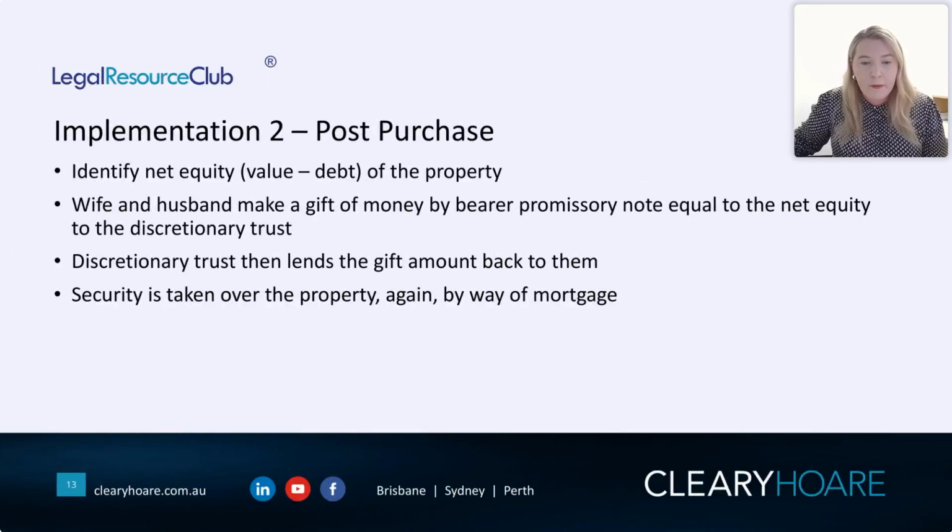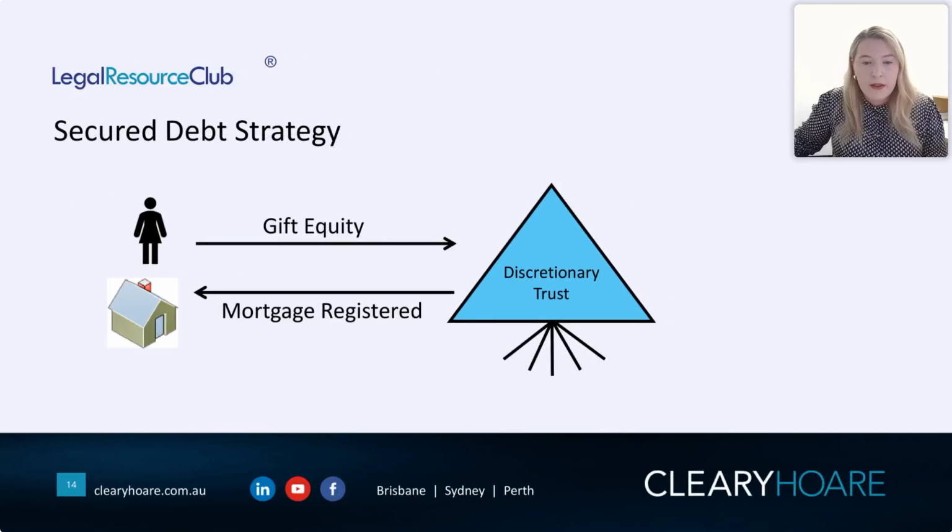Sorry, just jumping forward a little bit to the diagram. So this is how we implement our secure debt strategy. We have the individual on the left. Let's say they own a property and they've got some equity within that property. How it would work is that they would make a gift of their net equity in that property to a discretionary trust that they control.